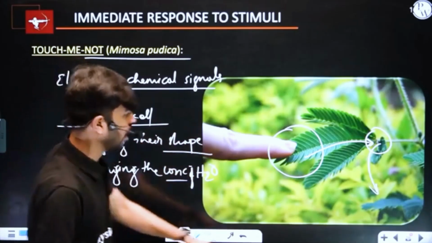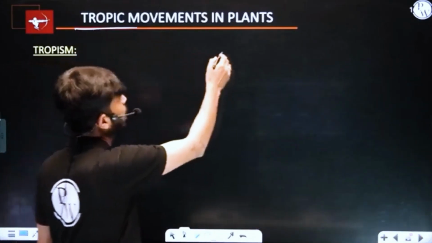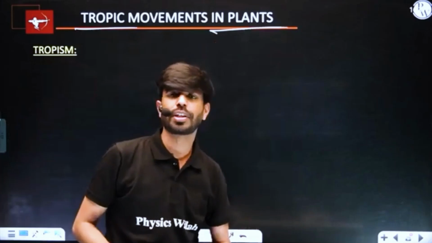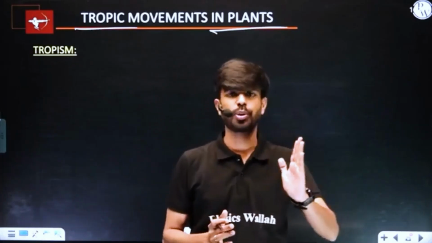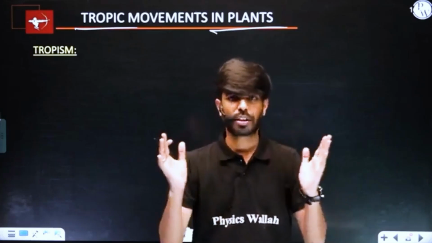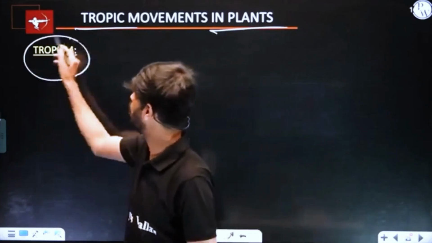Understood? Yes. Now, when it comes to another topic, tropic movements in plants, how are plants showing the responses? One is done now, which shows the response through electrochemical signals. The next one is tropism. What does that mean?